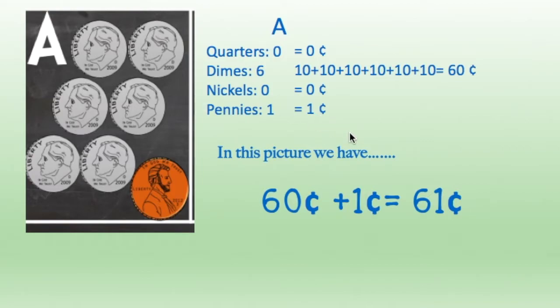Next, we have nickels. There's no nickels in this picture, so I have 0 cents in nickels. Following this, we have pennies. So you can tell I have 1 penny. We know a penny is worth 1 cent. So in this picture, we have 60 cents in dimes plus 1 cent in pennies, which is 61 cents.